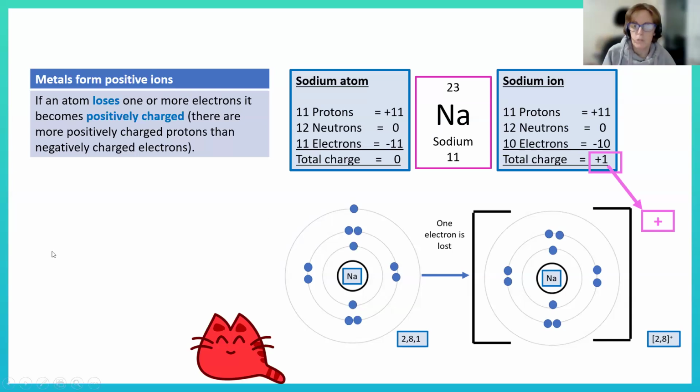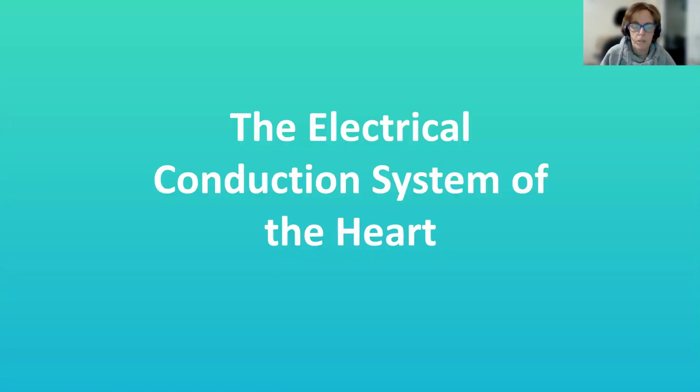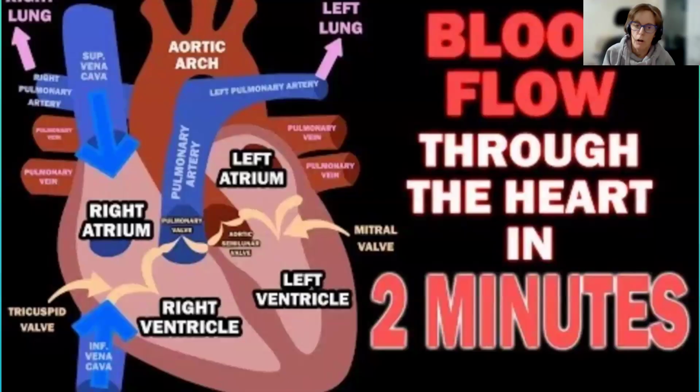So apologies for the impromptu chemistry session, but we need some chemistry to do some biology. We call positive ions cations, by the way, which is why I've got a positive cat there to help remember that. So I'm going to skip over sulfur because it's not that important for what we're going to do today. We're going to have a look at the electrical conduction of the heart.